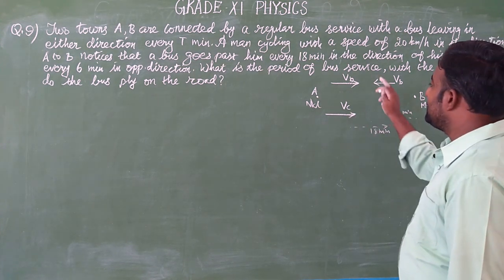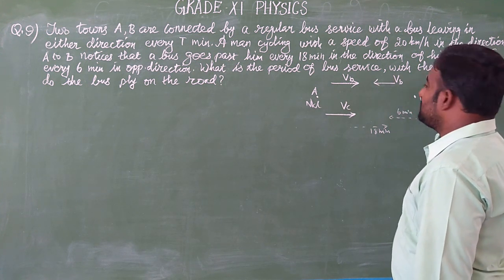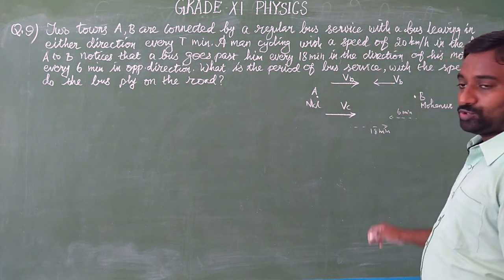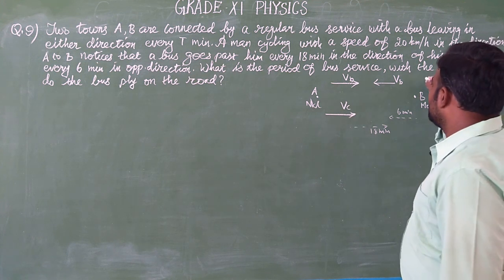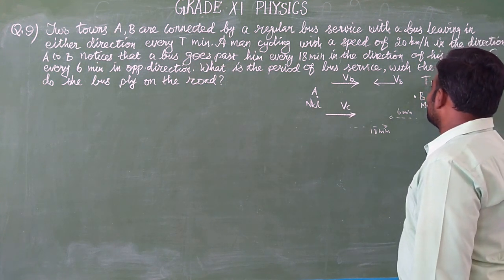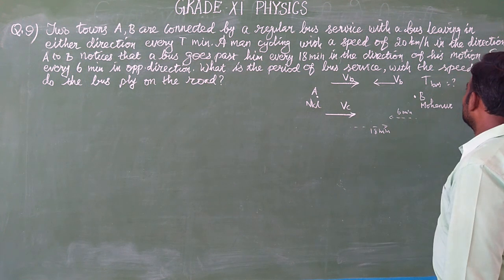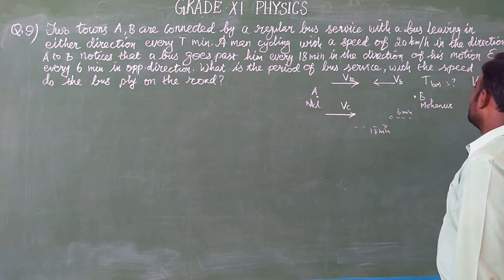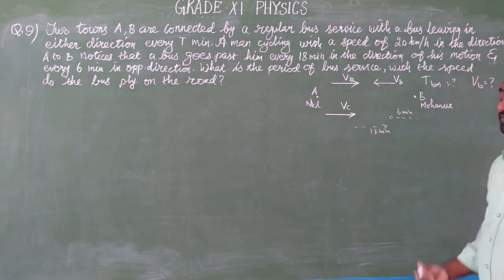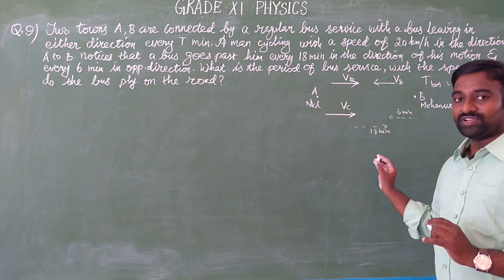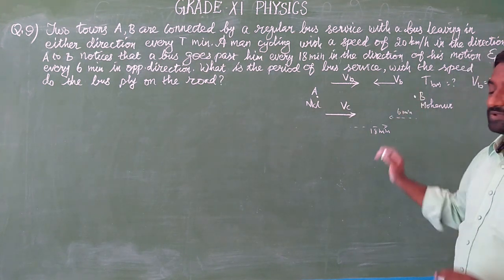So what is the period of the bus service? At what speed does the bus fly on the road? So we want to determine two things: the time period of the bus service and also the speed of the bus. Very simple questions. Only the concept we should clear. First read the question thoroughly.